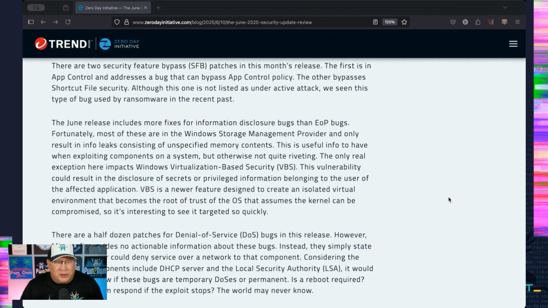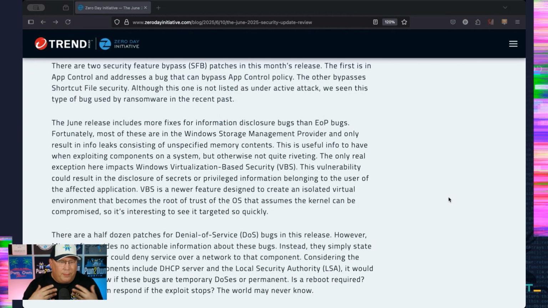So moving on to the info disclosure bugs, there are actually more info disclosure bugs in this release than there are EOPs, which is very unusual. Fortunately, almost all of them are just dumping random heaps of memory. This is very useful in chaining attacks together. You need to find what place in memory you're going to go, but it really can't be exploited on its own.